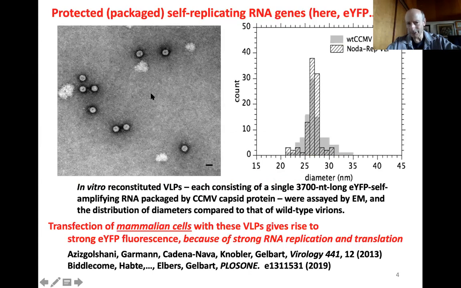We package this self-amplifying form of the messenger RNA of interest into these perfectly monodisperse virus-like particles, as I just explained to you. And we get particles that are indistinguishable from the wild-type virus, highly monodisperse, thermally stable. They protect the RNA against nucleases.